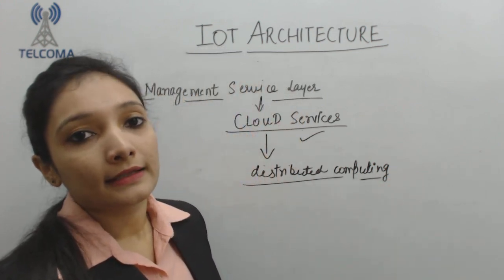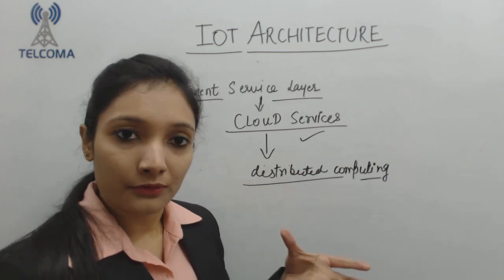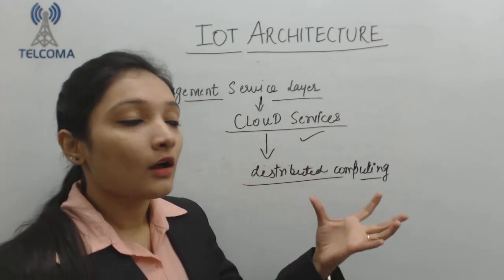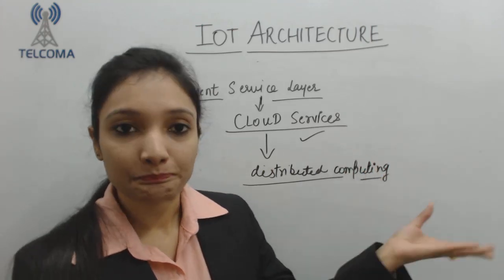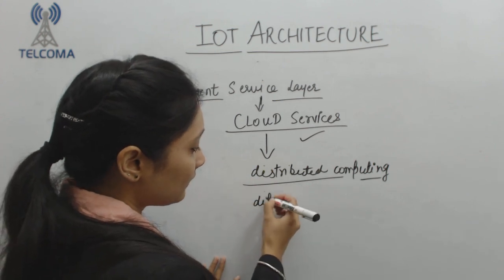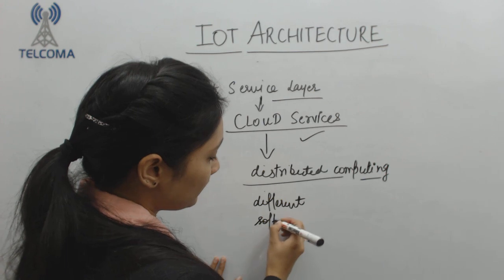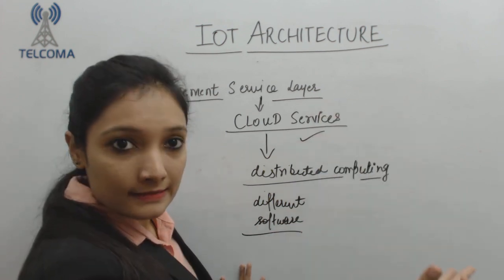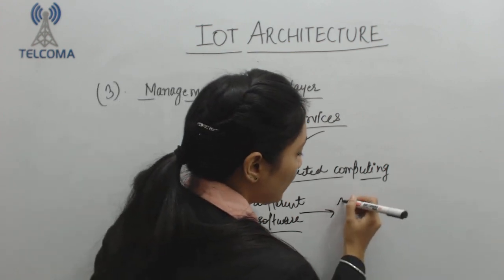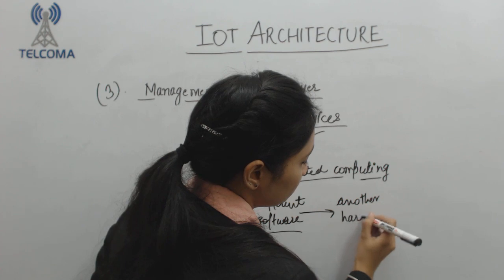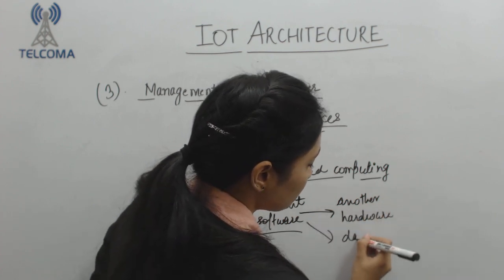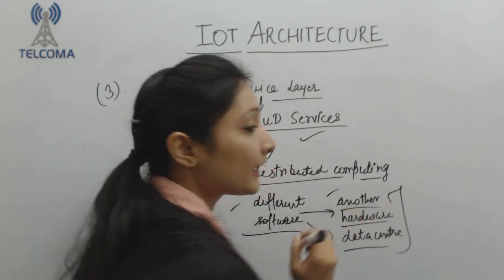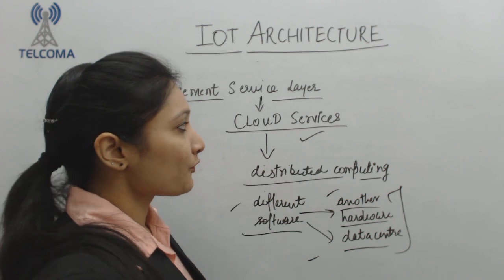Or I can put it in a way that cloud computing allows us to access a particular software which is not running on my system, but is running on someone else's system, who is accessing someone else's hardware, or accessing the information through another database. So you can access different software which is not on your system. I will be able to access the software which is running on someone else's system, and he could be accessing that from another hardware or through another data center. That means everything here is distributed.